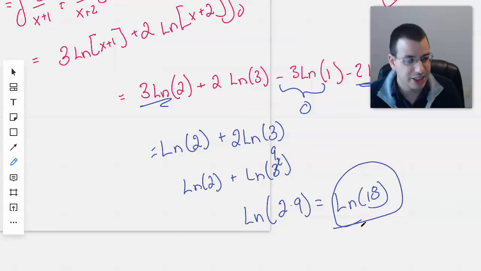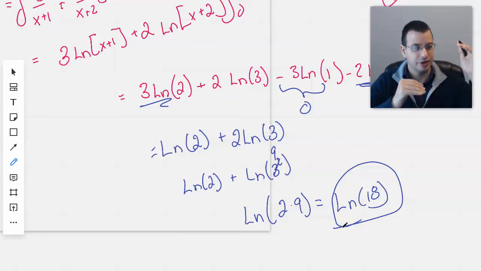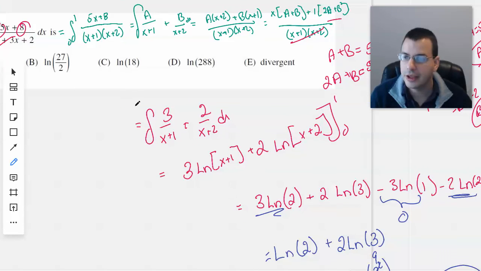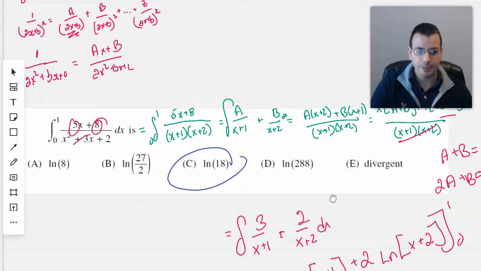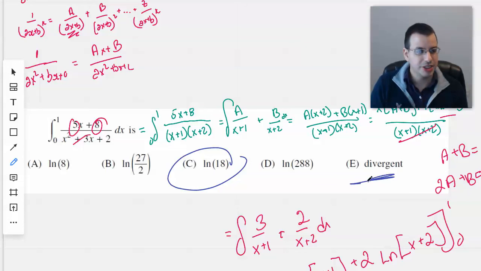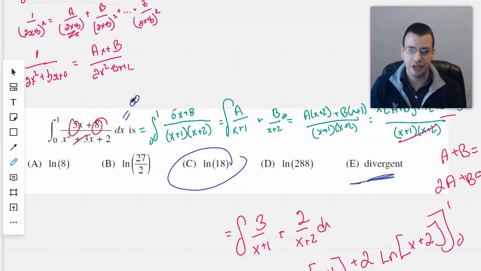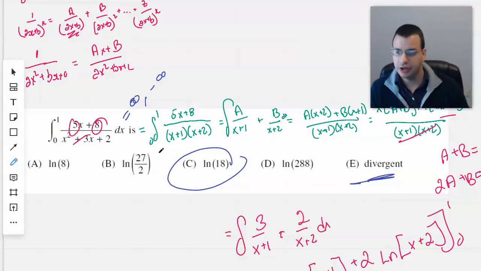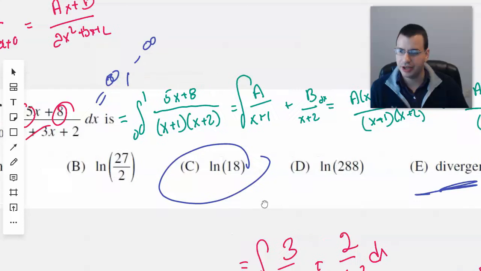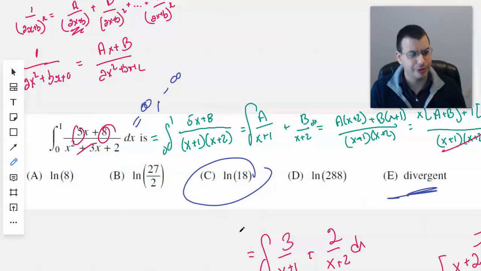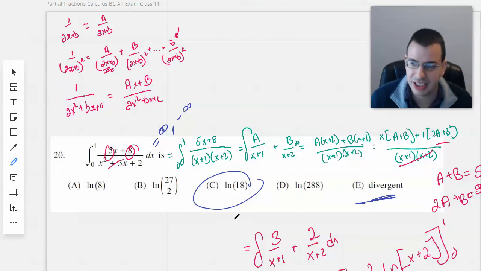And we don't need a C because this has limits of integration. So, yep, right there. There it is. Natural log of 18. And then divergent. Divergent means it equals infinity. If this equaled infinity, then it would be divergent. Or I think also probably if it equaled negative infinity, it would also be divergent. So that's what divergent means, and the others are just wrong. I don't know how you get those. They all look semi-plausible, but they're not. Natural log of 18 is the answer.